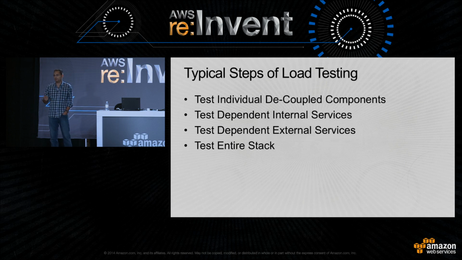And then you want to start testing the dependent external services. Perhaps your game uses social APIs. Perhaps you're using Facebook, Google, or Twitter. You want to be able to test those as well. If you're using something like push notifications, you want to make sure that you're testing push notifications as well. And then finally, you test the entire stack. You've tested the individual components, but now you want to know how all those components actually interact with each other in a true end-to-end test.